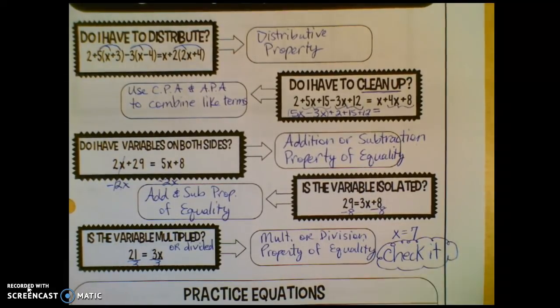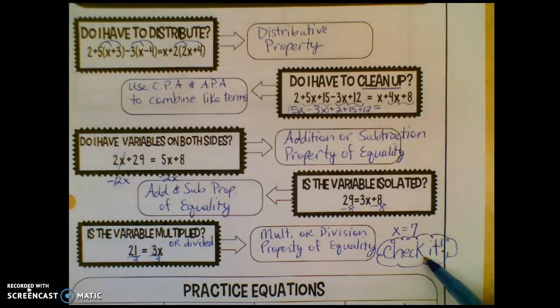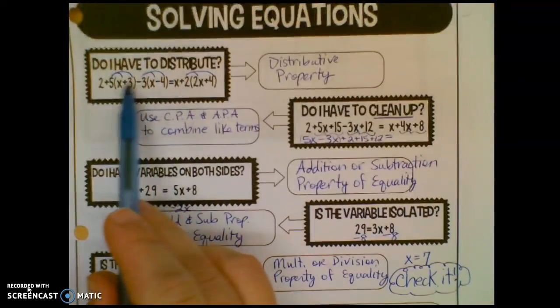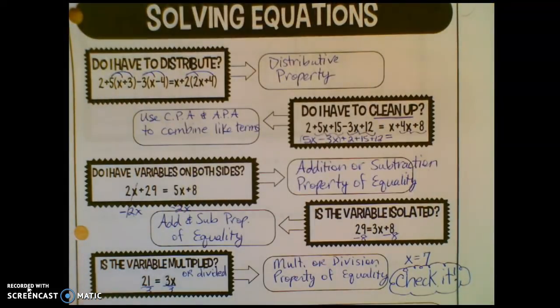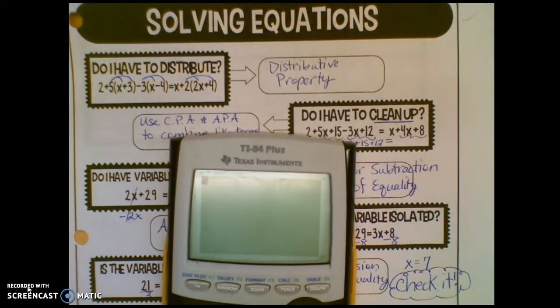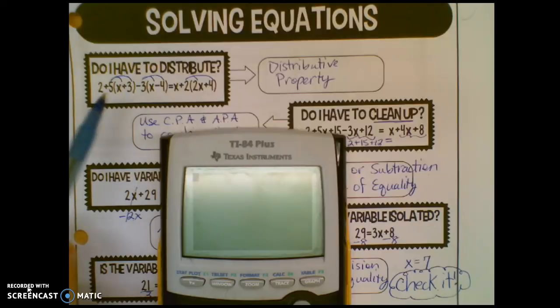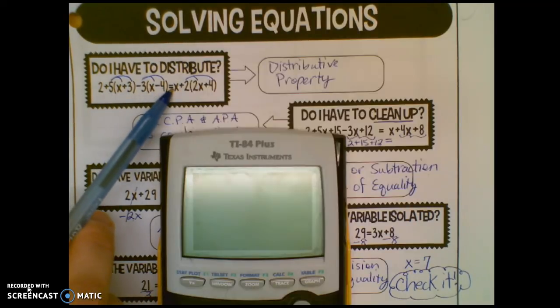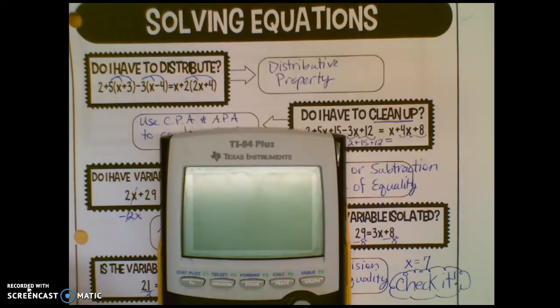So draw yourself a little box here, or a bubble. You need to check it. And to check it, you just take your solution, which in our case is 7, and you put it back into the original equation. And I'm going to show you how to do that quickly on your calculator. So here's our calculator. Basically, every place we see an x, we're going to substitute in our solution. But since each side is very complicated, we're going to do it in 2 different lines on the calculator.